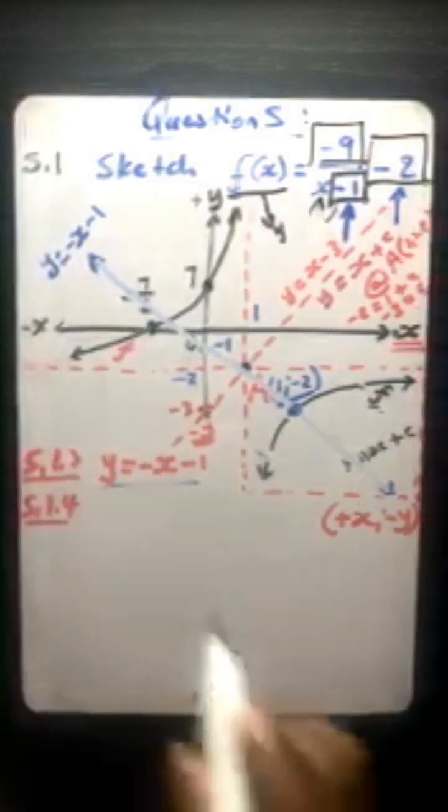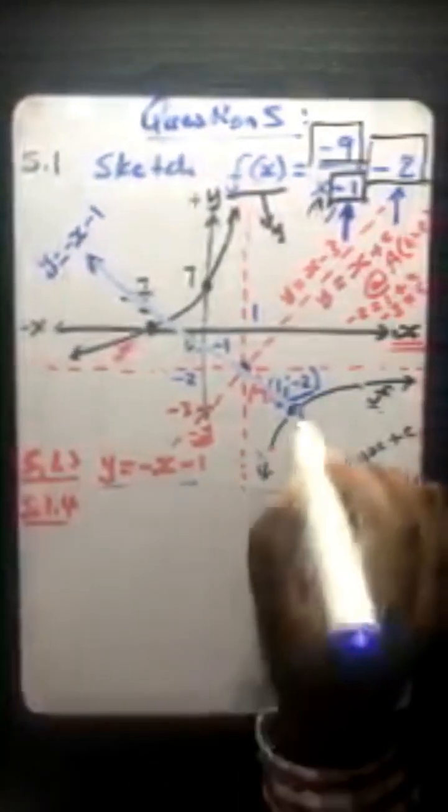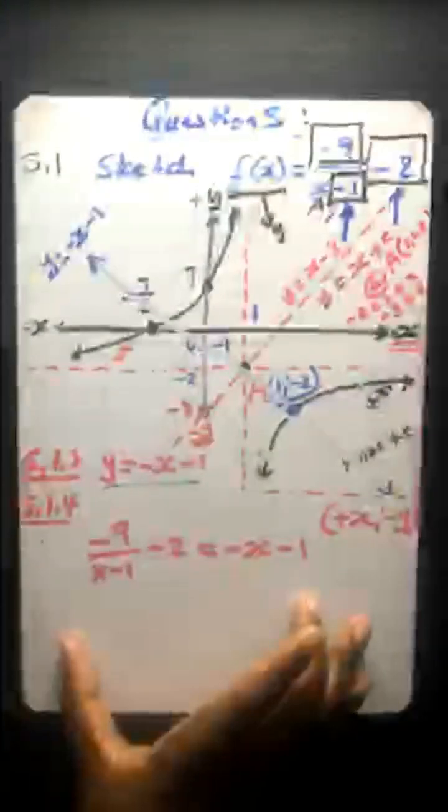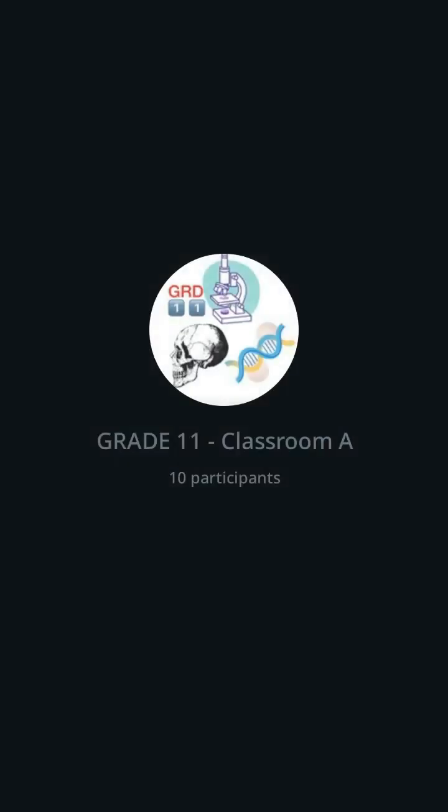Exactly my point. So that means at this point, that's where the graph of f, which is that over x minus 1 minus 2, equals negative x minus 1. Anyone who's lost on this question, because it's not really about showing you how to calculate that, but it's about an understanding of that question.